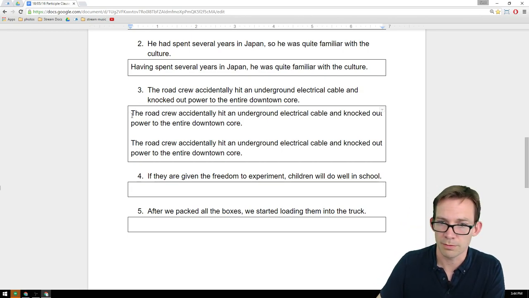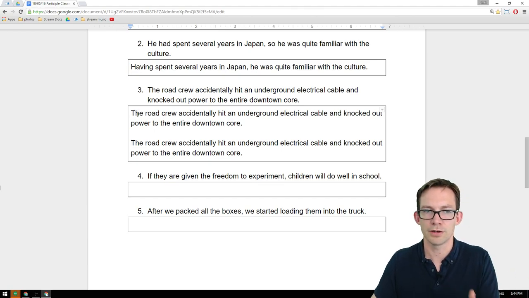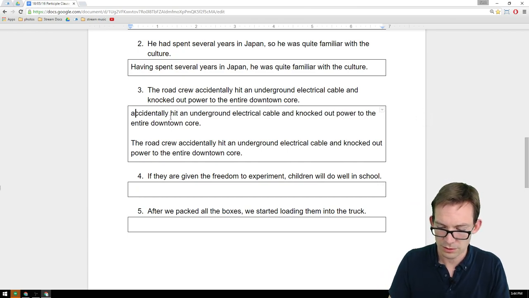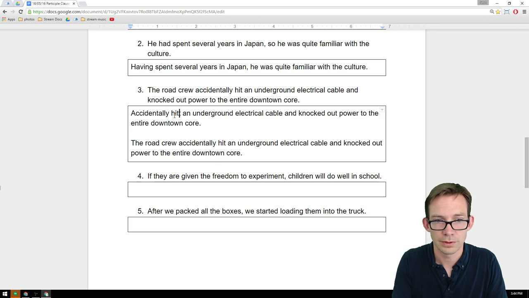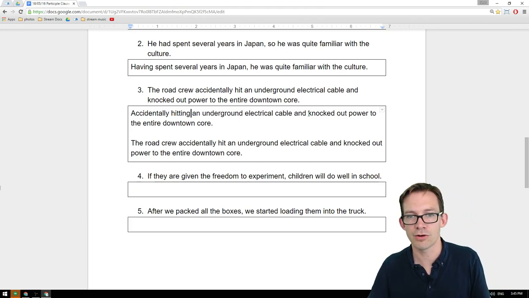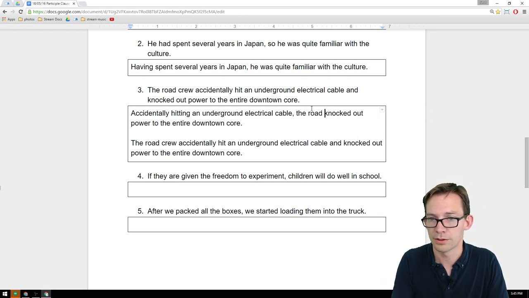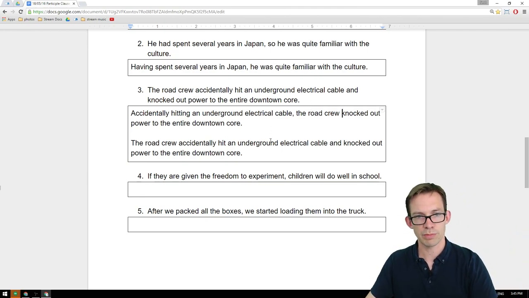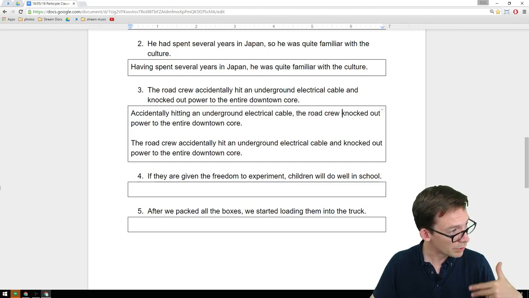Now, some of you, and I think Marianne did it, you chose to focus on the first part and turn it into kind of the reason, right? So I think you said something like accidentally hitting an underground electrical cable, and then turn it into this. The road crew accidentally hitting an underground electrical cable, the road crew knocked out power to the entire downtown core. And that's great if you did that. Good. But there are other ways to do it.